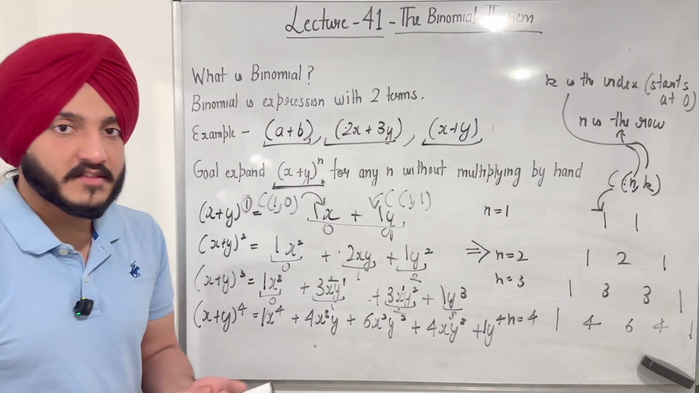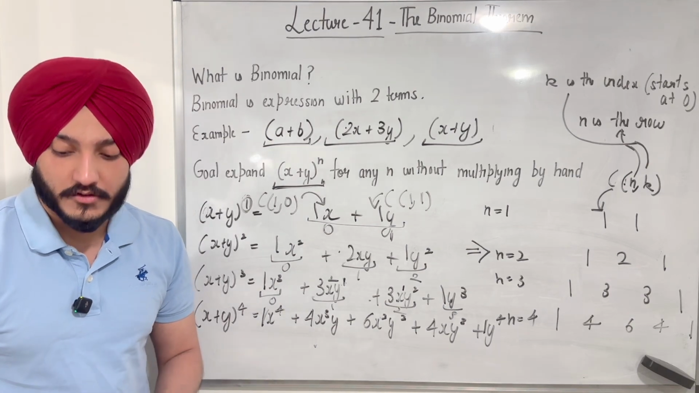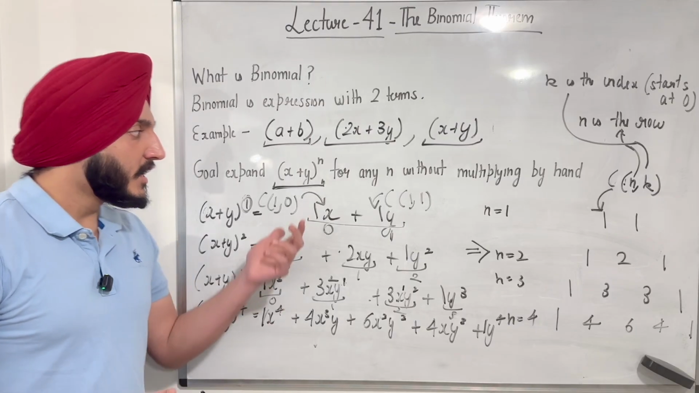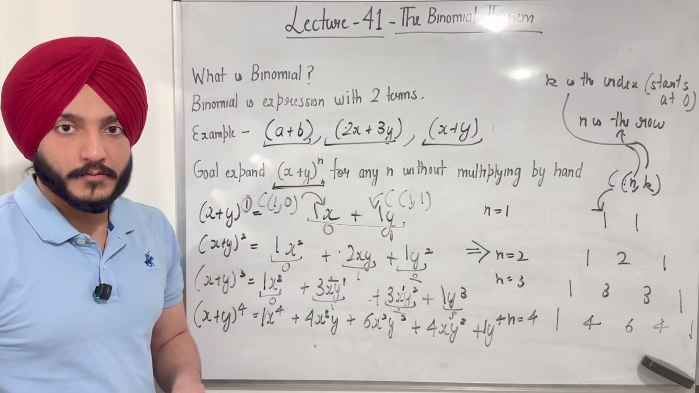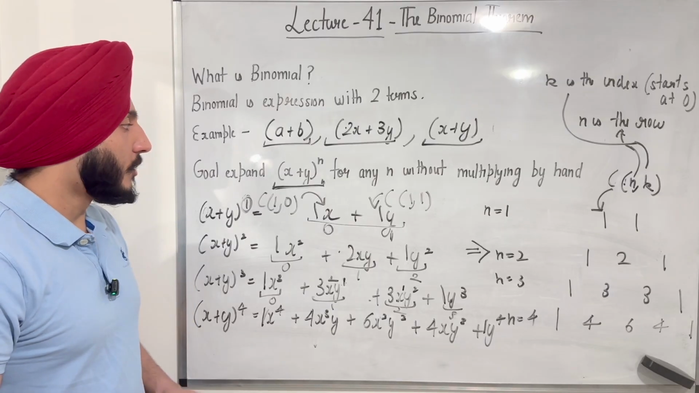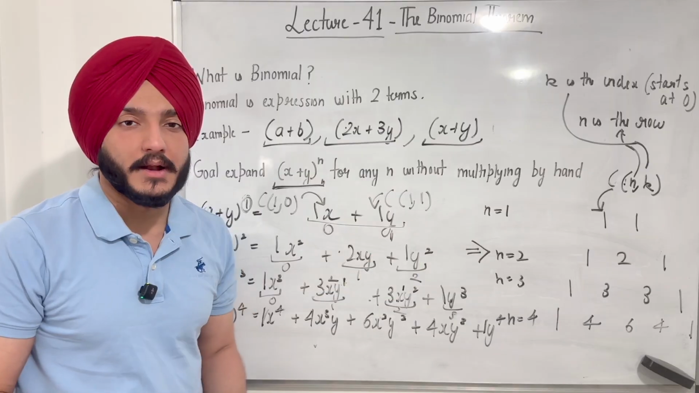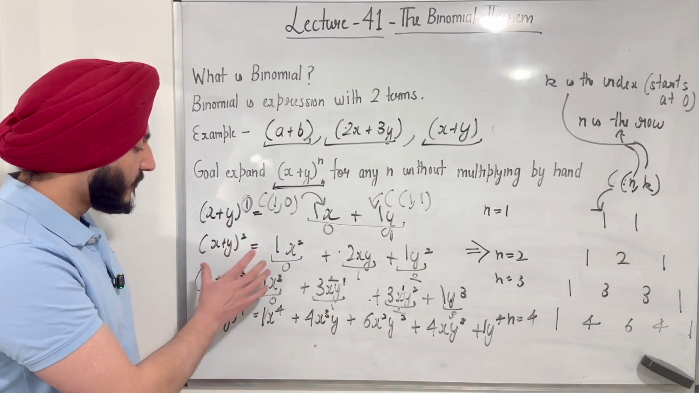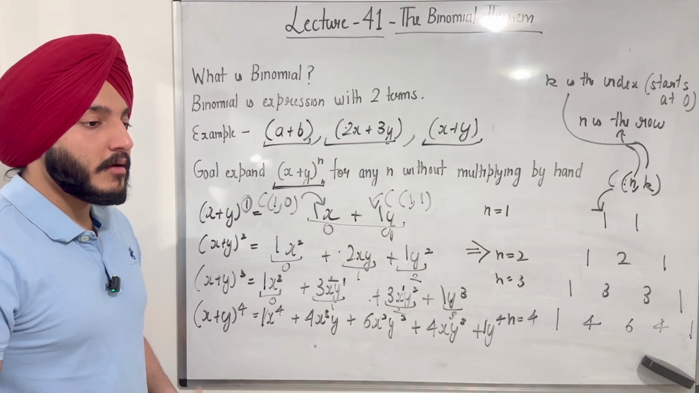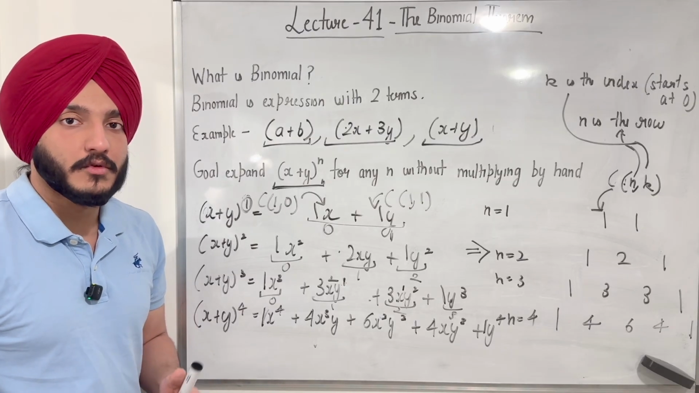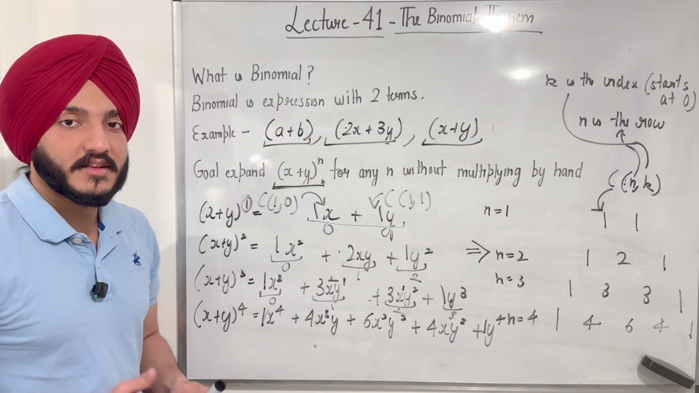I hope you understand all these three patterns that I just noticed. Let me quickly explain all of them. The idea is we are trying to find the binomial formula on our own. The goal is to expand this for any n without multiplying by hand. Now, this seems easy for the first 4 terms, but if we want to do it for x plus y to the power of 25, we can't just do it by hand. For that, we need to find some patterns.